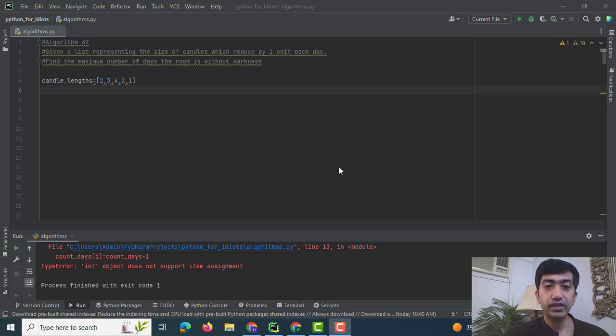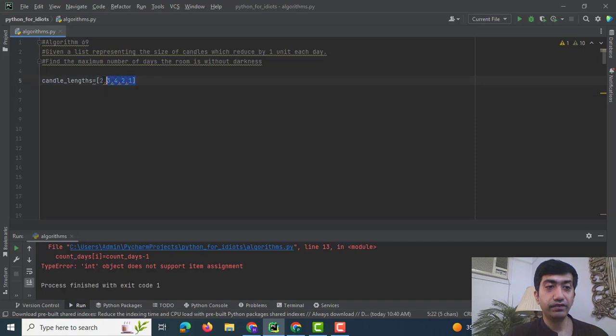In this task we are given 5 candles, 1, 2, 3, 4, 5, and the list represents the size of the candles. So the candle 1 has a size of 2, the candle 2 has a size of 3, the candle 3 has a size of 4. So each day the size of each candle reduces by 1 unit. We need to find the maximum number of days the room is without darkness.